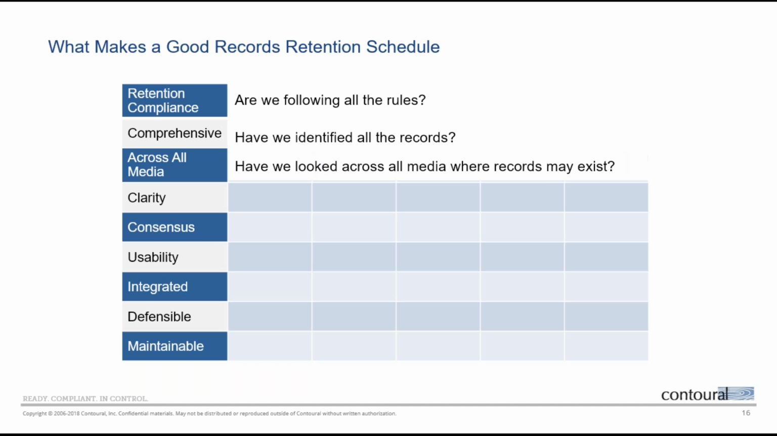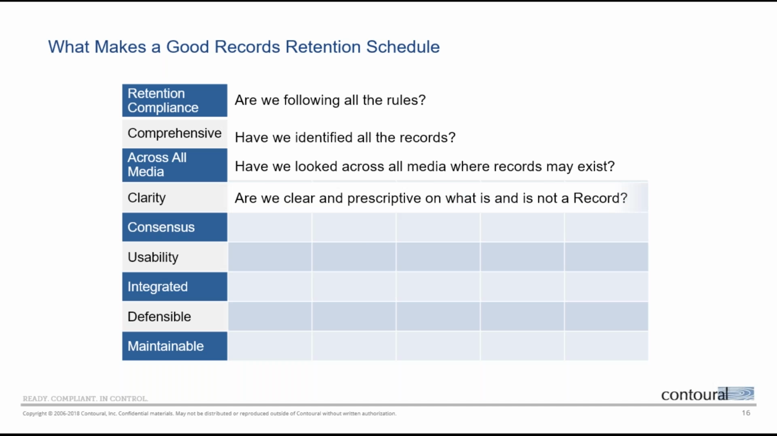Again, the next one goes without saying: have we looked across all media? Do we understand that this applies to paper, electronic, and other formats? Working with an organization recently, they said, well, this really doesn't apply to me because we stopped keeping paper records a long time ago. We only keep electronic. They thought that the record retention schedule only applied to paper records. So it's important that a retention schedule be communicated as applying to all media.